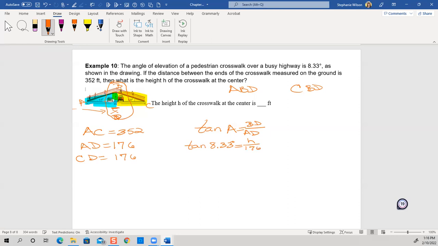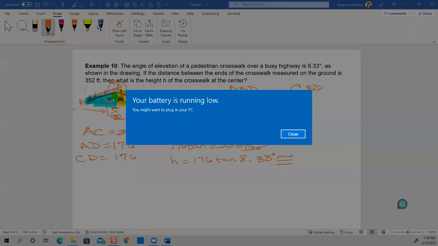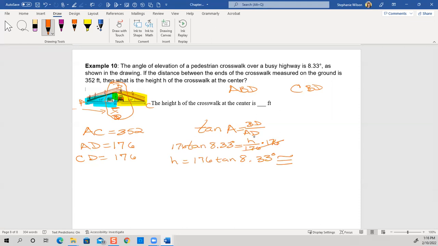So let's solve for H. By undoing the fraction, we're going to multiply both sides by 176. So H is going to equal 176 tangent 8.33 degrees. Let's type it in our calculator. And okay. I'm going to round to the nearest tenth. It's 25.8 feet in height. And that is solving for the height of the center of the crosswalk.